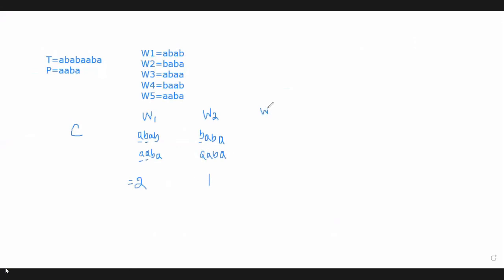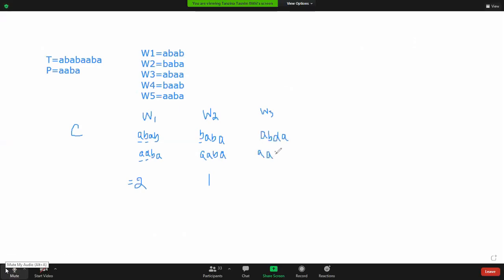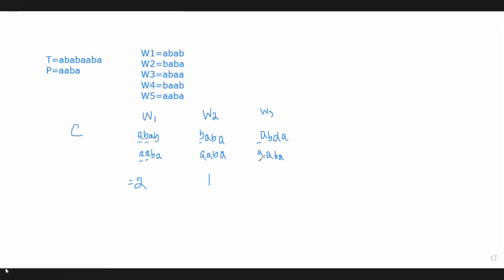And in the third substring, that is ABAA, and the pattern is AABA. In the first comparison we get a positive result, that is, they're similar. That means we will make another comparison where the characters are not the same. So we needed how many comparisons here? 2 comparisons.